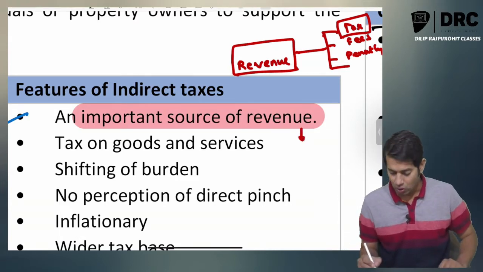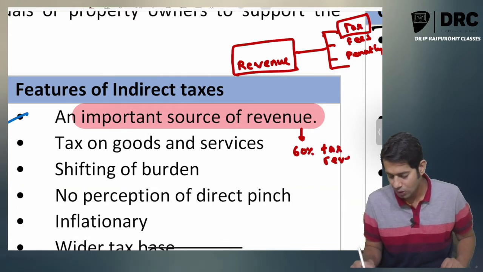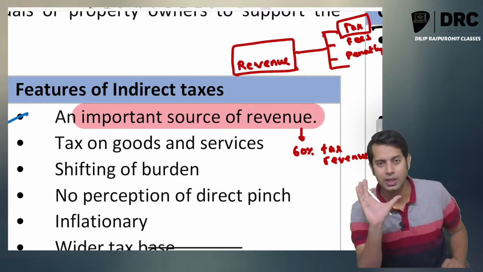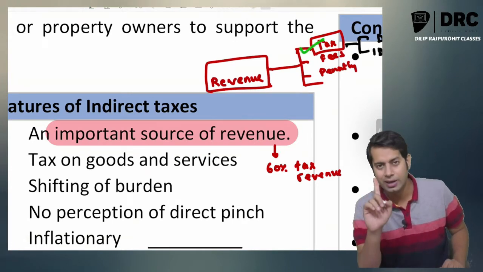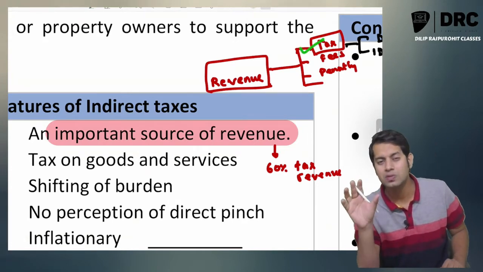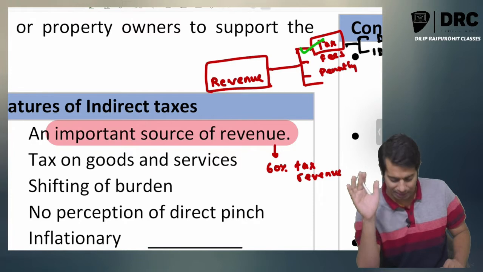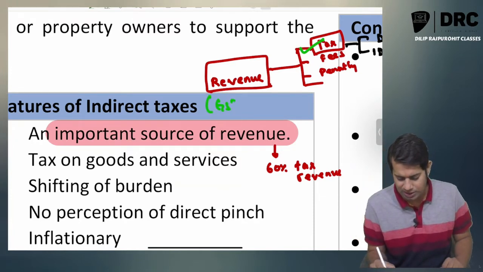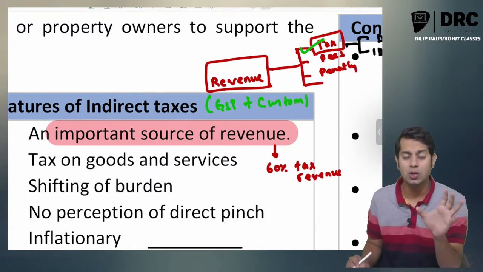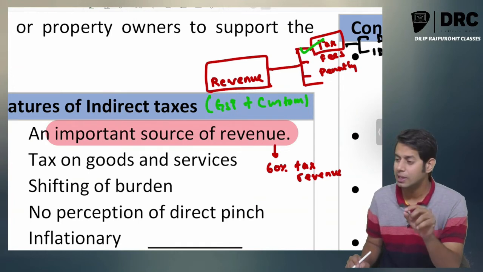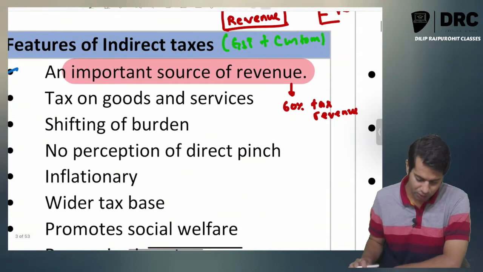Indirect tax contributes almost around 60% of tax revenue to the government. Assuming the government is earning 100 rupees from tax, out of that 100 rupees, 60 rupees is given by indirect taxes. Please note, indirect taxes does not mean only GST; it is GST plus customs. So 60% of the total tax revenue which the government is getting is through indirect taxes. So it is one of the important sources of revenue to the government.